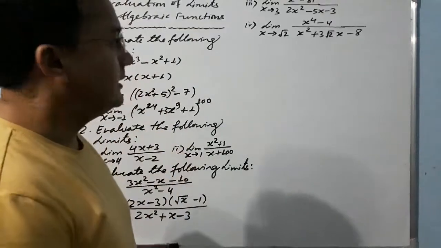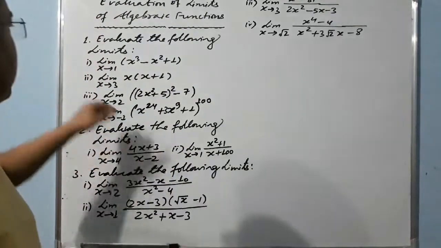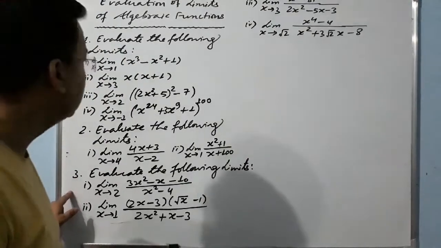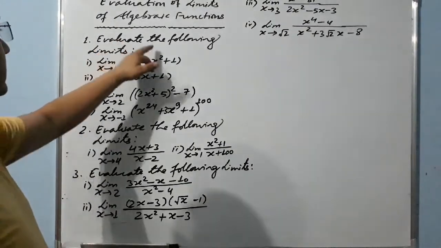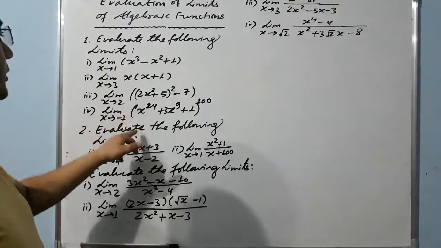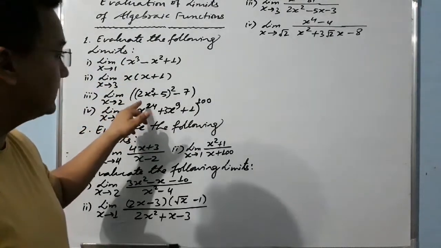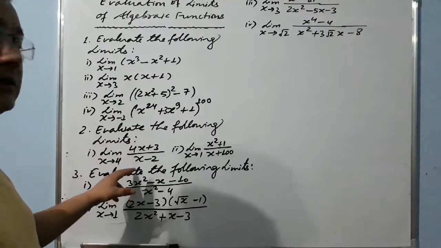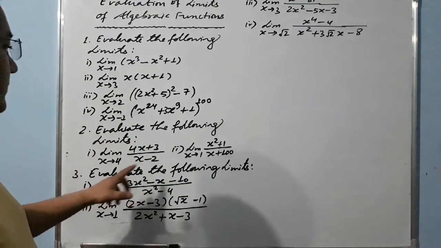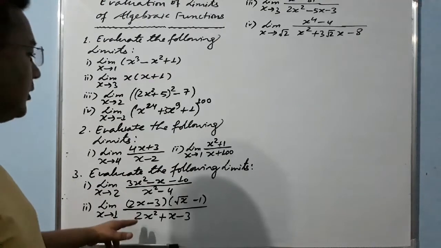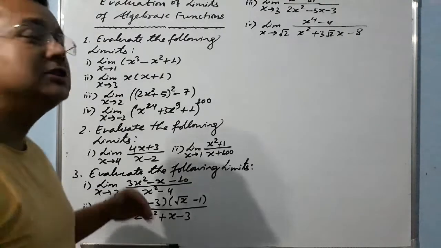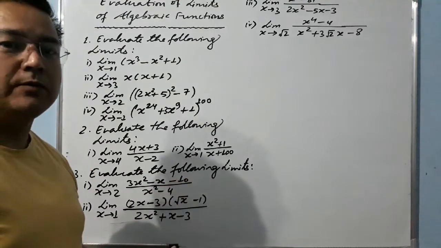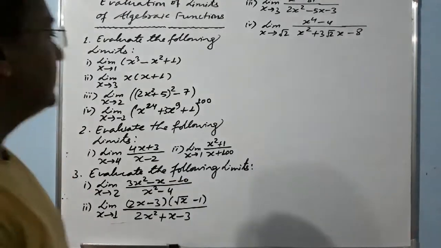Okay, let's see the questions. I have taken three types of question here. Number one, evaluate the following limits. Very simple questions, that I have taken here. Then evaluate the following limits, a little bit different questions. And the third type of question, which are in indeterminate form, so probably they are in zero upon zero form. Let's see. Okay, here we go.